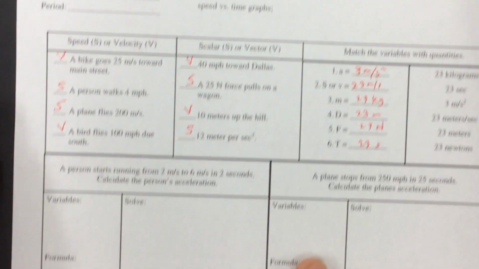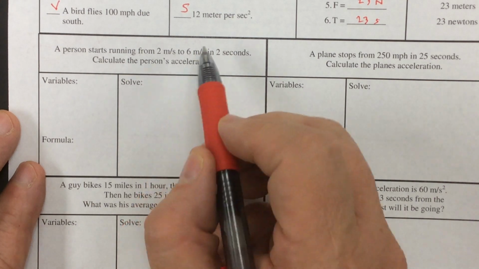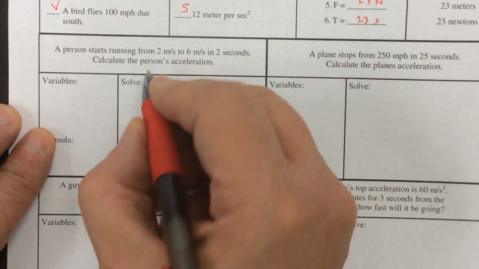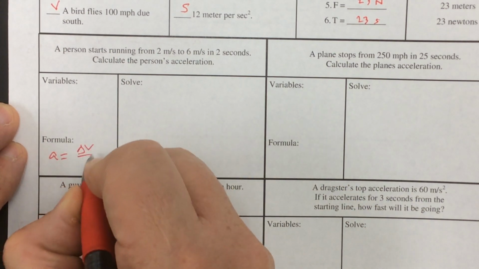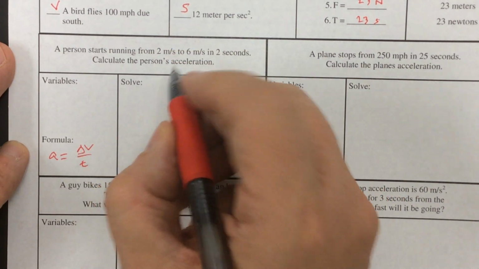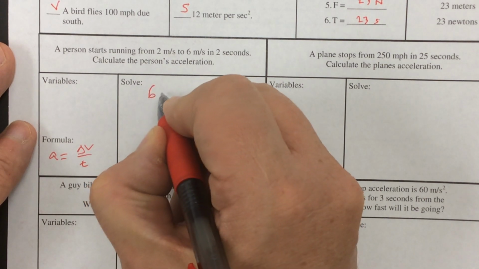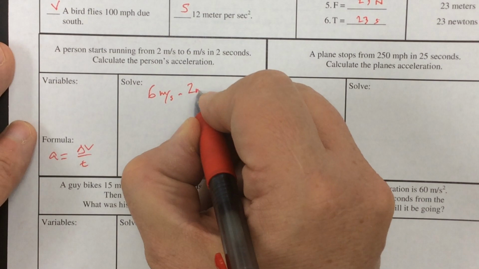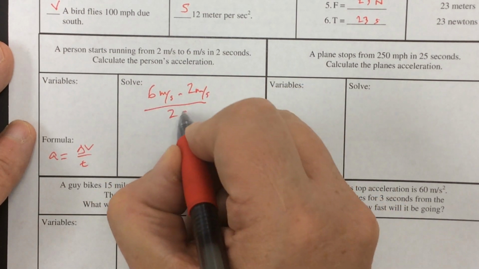Okay. All right. A person starts running from 2 meters per second to 6 meters per second in 2 seconds. What's the person's acceleration? All right, the formula is A equals change in velocity over change in time. So you're going to say, what's my change in velocity? What's my final velocity? 6 meters per second minus the original 2 meters per second divided by the number of seconds it takes, 2 seconds.